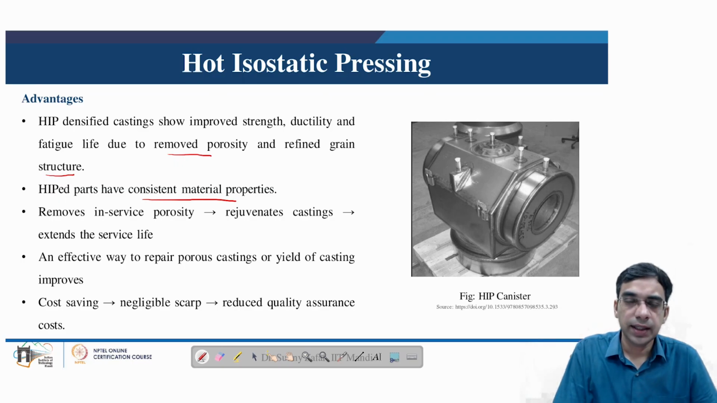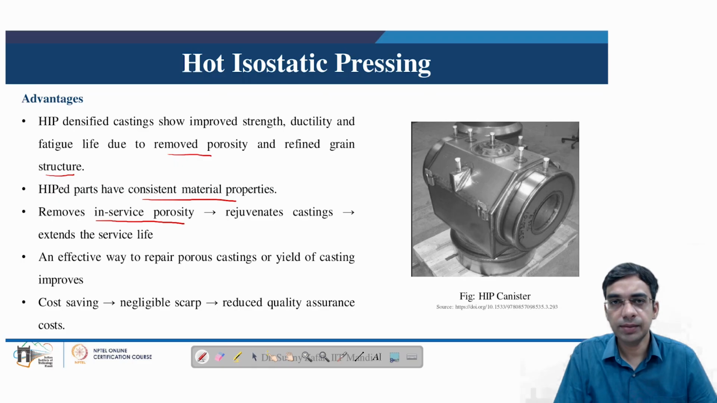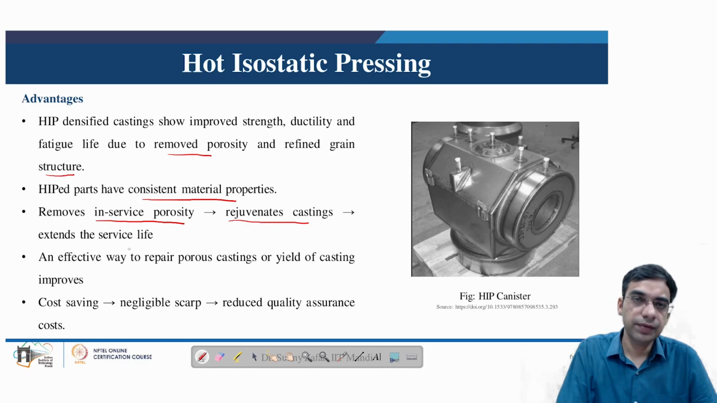The hot isostatic pressing can also sometimes be used to remove in-service porosity. What we mean by in-service porosity is that some products may not have reached the end of their service life, rather the service life may be remaining, and we can utilize the advantages of hot isostatic pressing to rejuvenate the microstructure of such products and castings, which may further extend their service life by again removing micropores and voids.